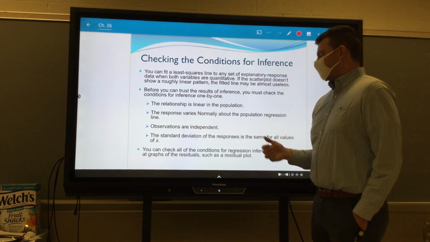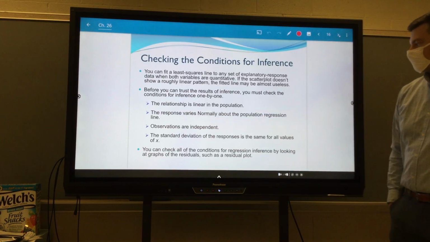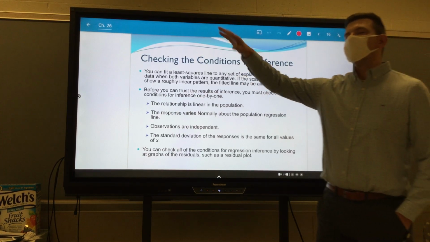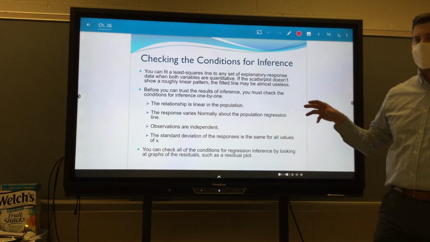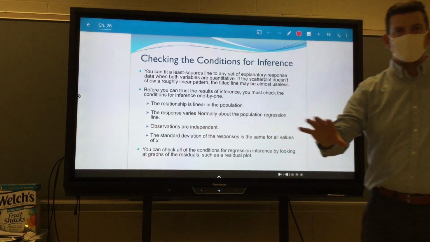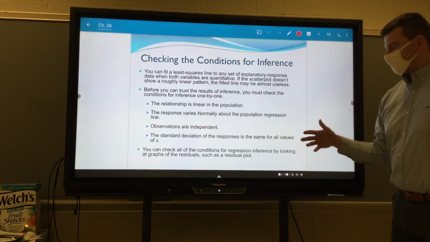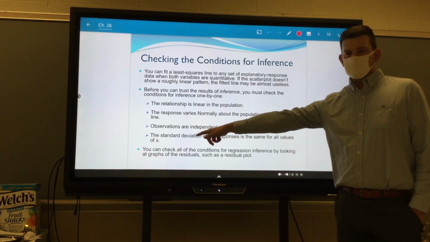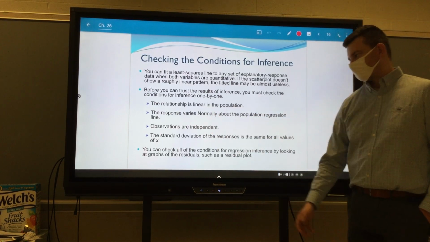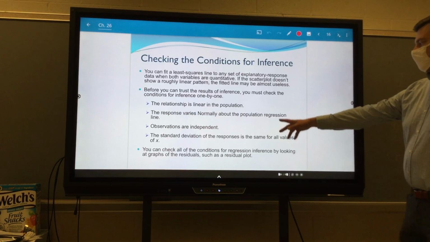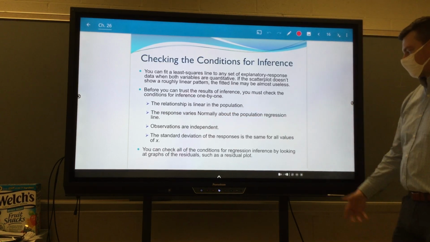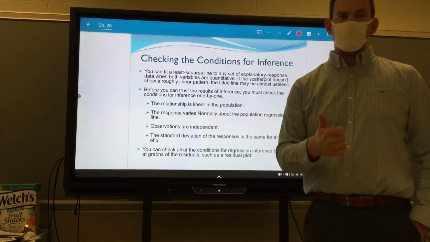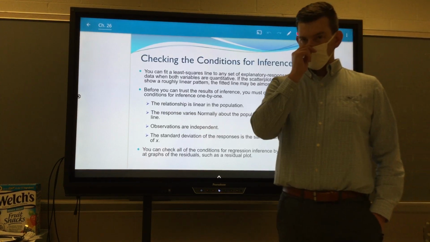Other things that we need to confirm: the response variables. The response varies normally about the population regression line. That was saying that all of those individual bell curves about our model vary in a normal way. That's kind of hard to check unless you're looking at a bunch of models. This is a little bit more logical: you have independence of the observations, and the standard deviation of those normal responses is the same for all. One way to help you with this is to check that residual plot. We talked about that on Thursday a little bit.